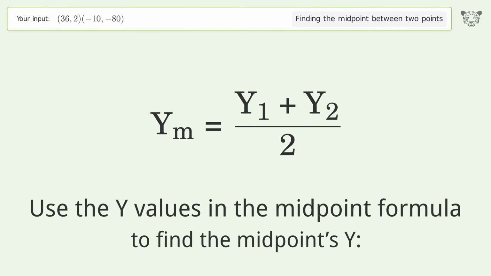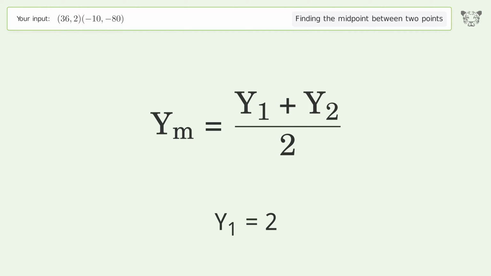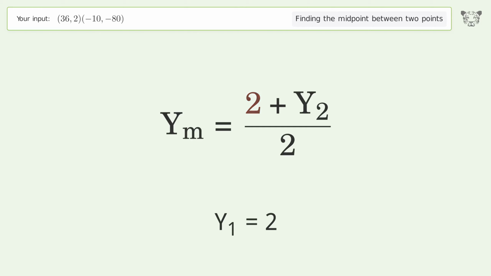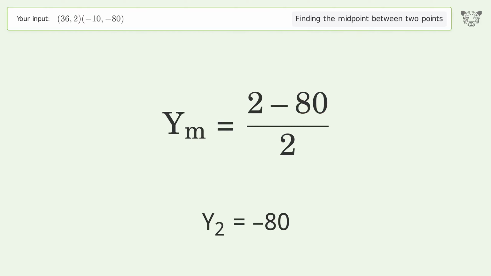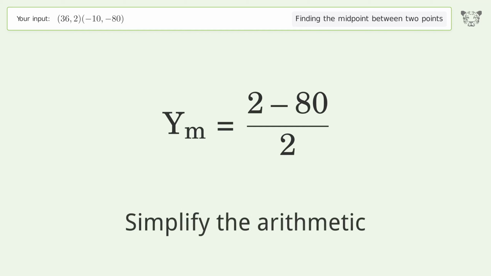Use the y values in the midpoint formula to find the midpoint's y. y1 equals 2. y2 equals negative 80. Simplify the arithmetic.